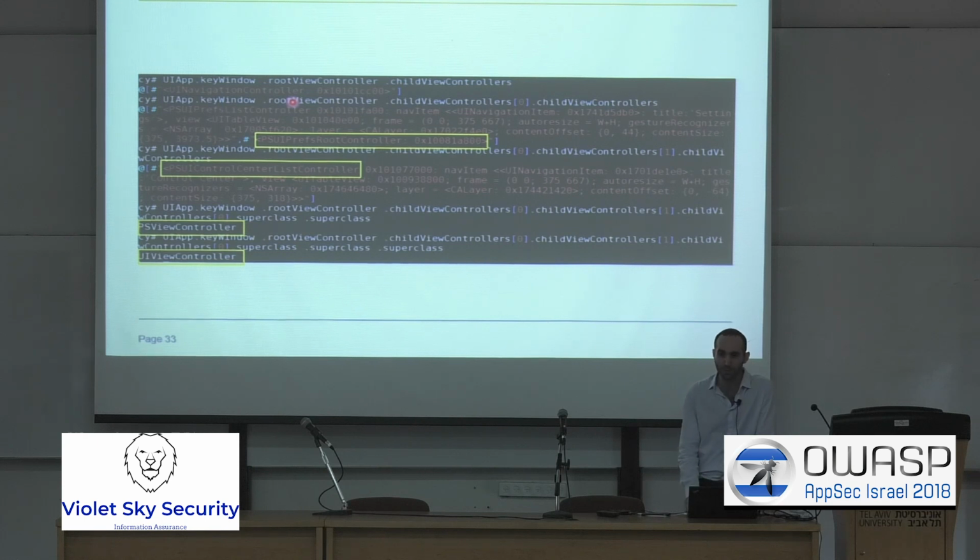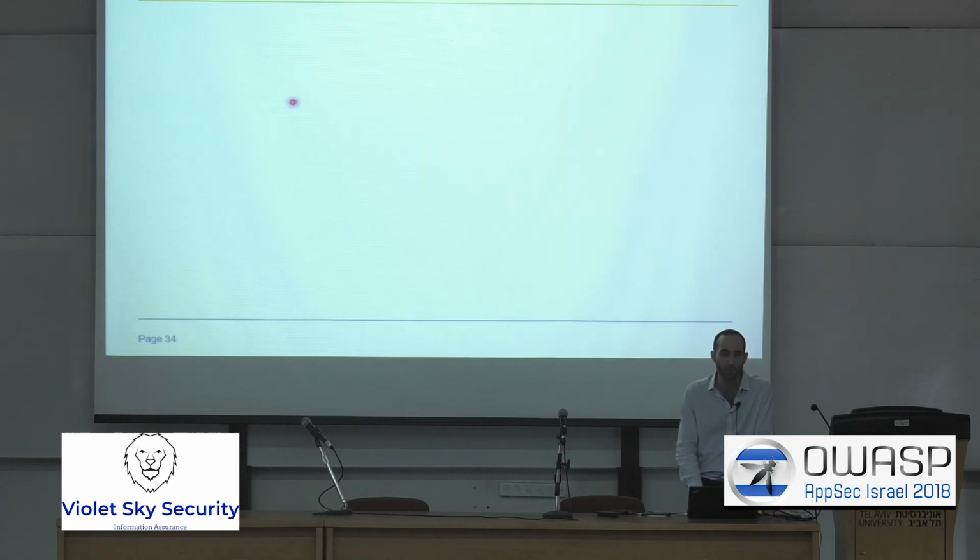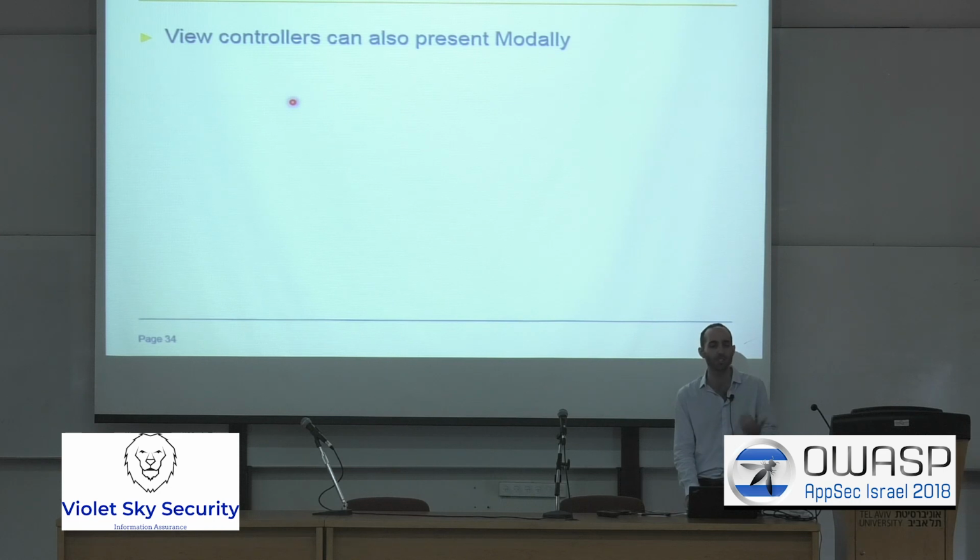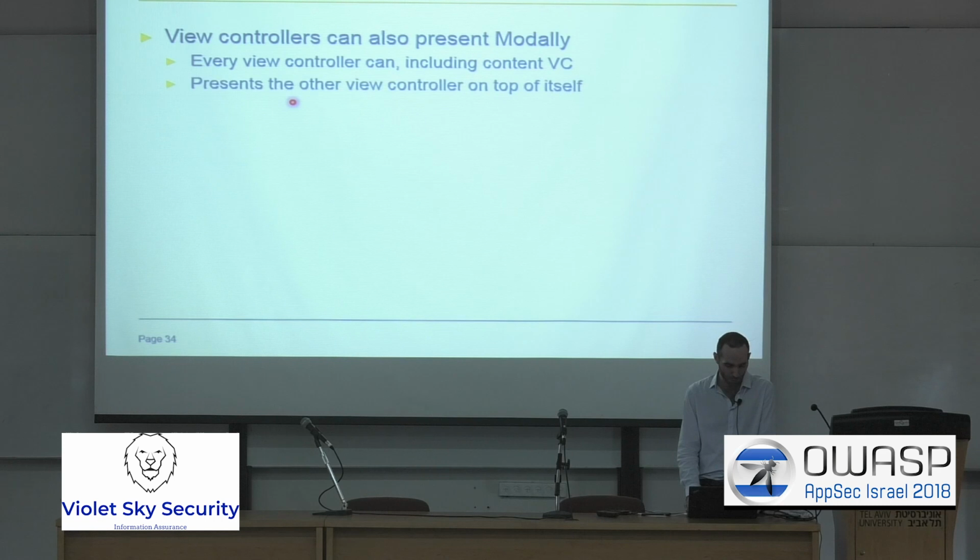One more thing about the view controllers hierarchy is that view controllers can do something that is called a modal presentation. Modal presentation of view controllers means that a view controller can display on top of itself another view controller. Any view controller can do this, also content view controllers. And I think this is the key difference. There are some nuances, but a content view controller can also display other view controllers by this method, a modal presentation. Now, the view controller that is presenting another view controller modally can also dismiss this presented view controller.